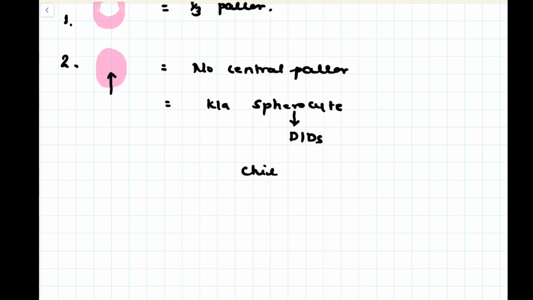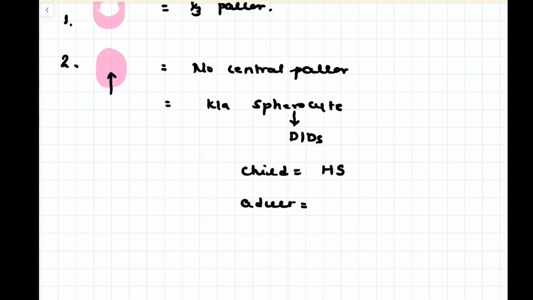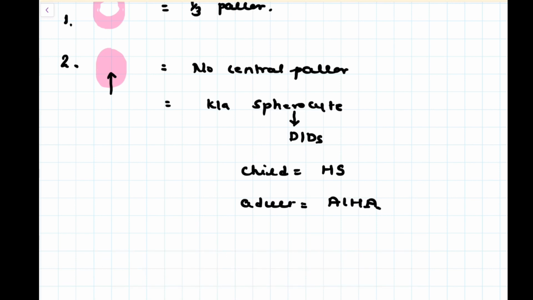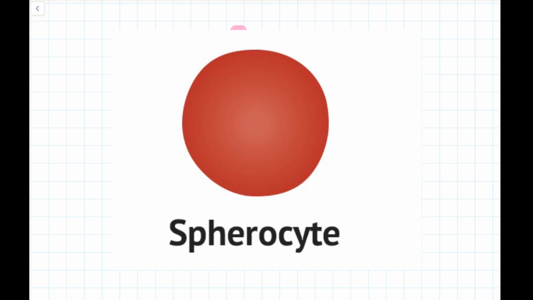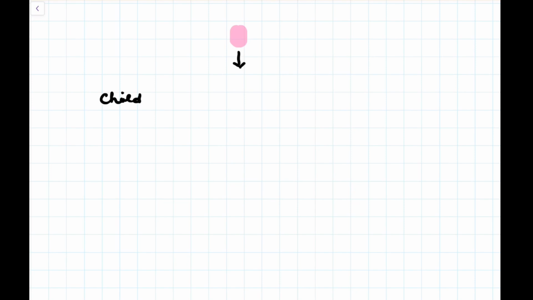If you see spherocyte in a child, then most probably you are dealing with hereditary spherocytosis. In a case of adult, you are most probably dealing with AIHA. But these two are not the only differentials, we have many others too. I have a spherocyte in this smear. Go back to the question again and look if they are giving a child with anemia. This patient was a child with anemia, but they can change the question and then you can have an adult with spherocytic anemia.